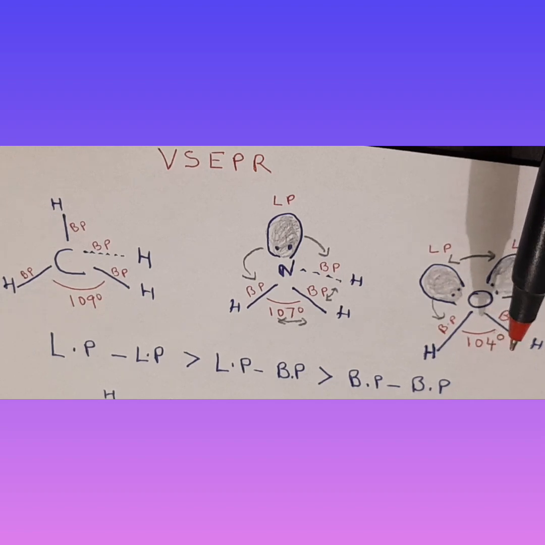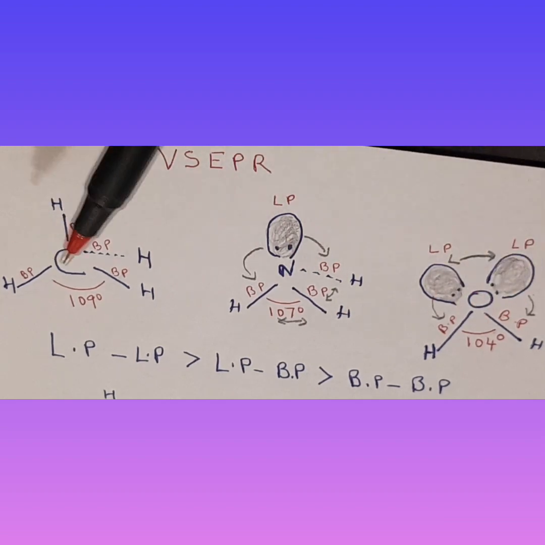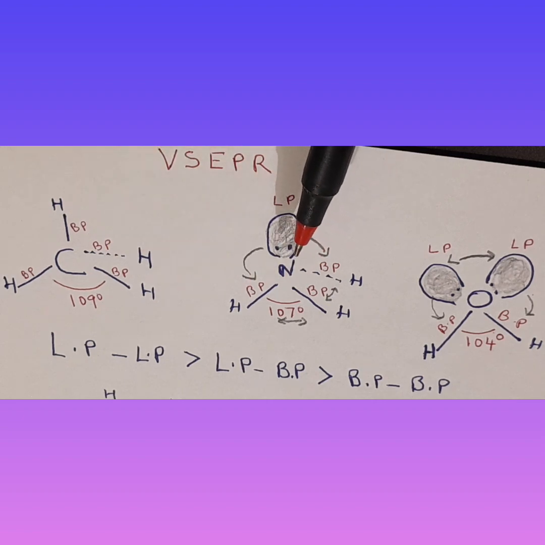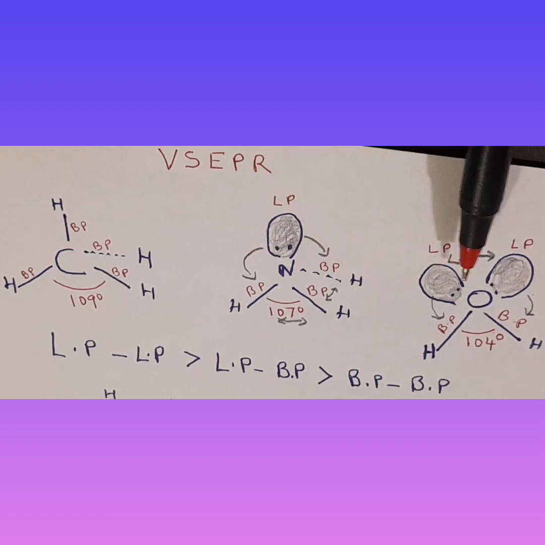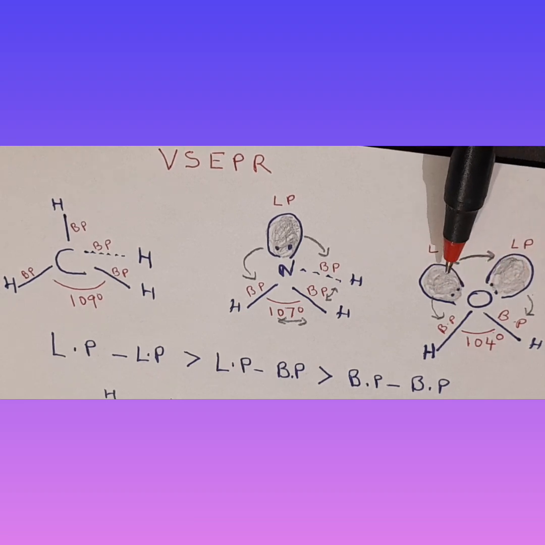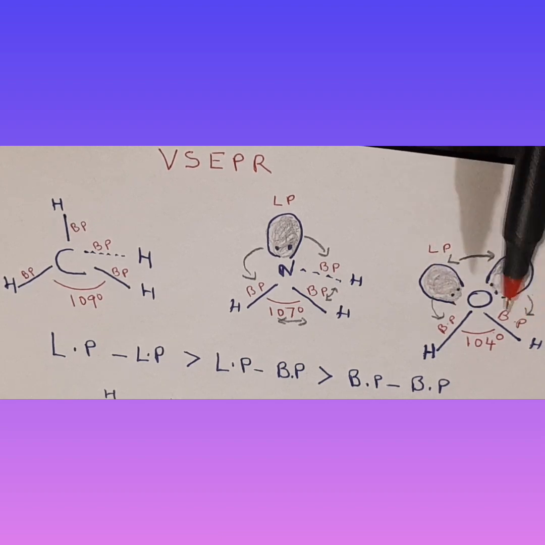This is the reason why, in spite of all 3 being sp3 hybridization, in methane the bond angle is fine because there is no lone pair present for generating lone pair, bond pair repulsion. In case of ammonia, there is 1 lone pair which is generating lone pair, bond pair repulsion, and in water there are 2 lone pairs. So it has not only lone pair, bond pair repulsion, but it also has lone pair repulsion.